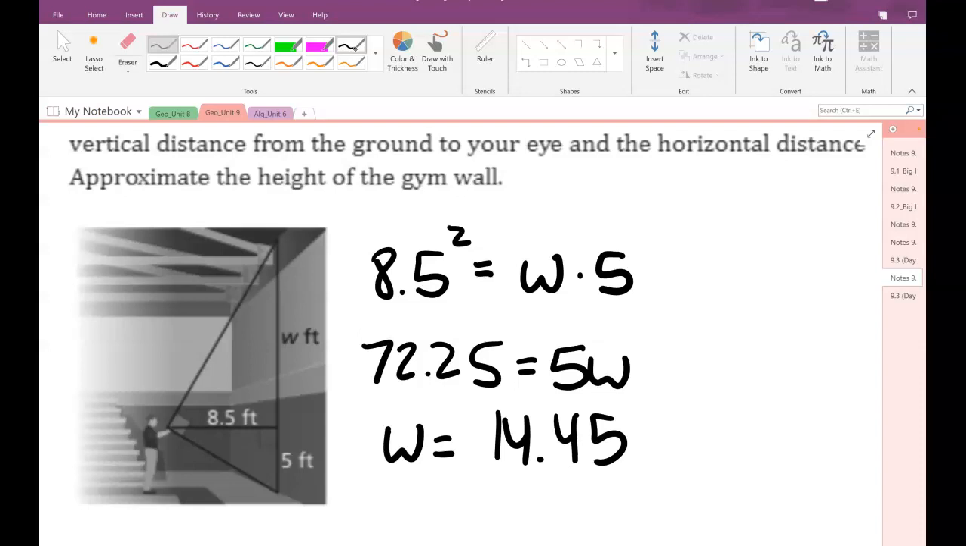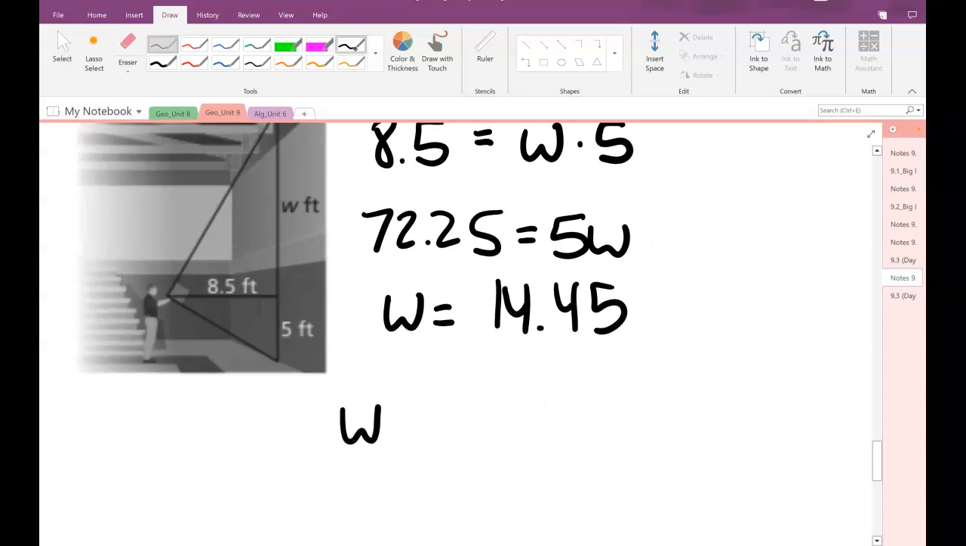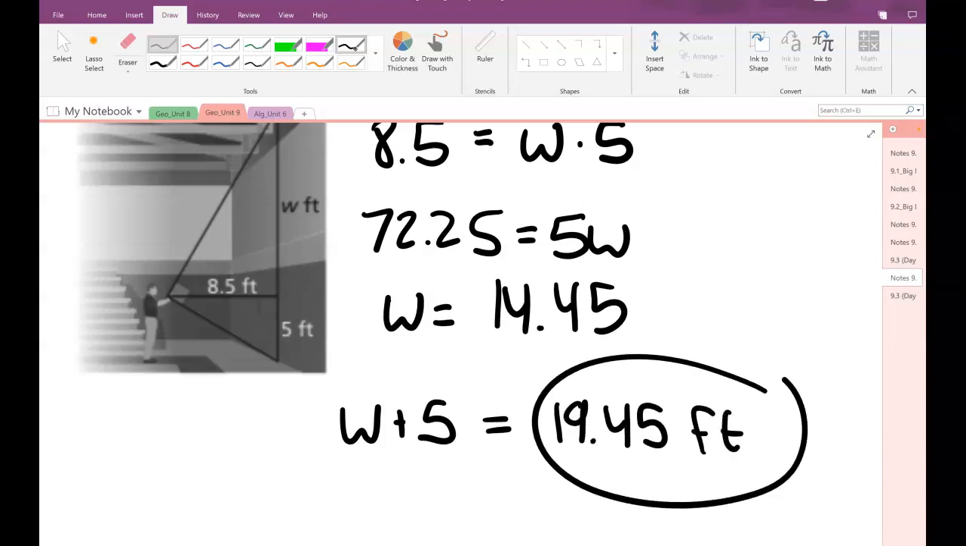And then we want to find this total length. We have to add 5 to this. So the height of our gym wall is W plus 5, which is 19.45 feet. That would be your final answer.